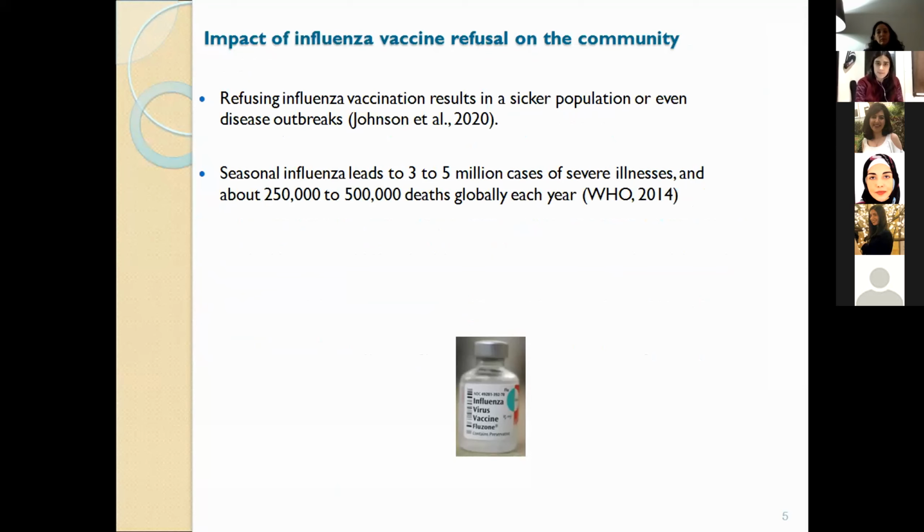The impact of influenza vaccine refusal on the community is nothing to be taken lightly. Seasonal influenza leads to 3 to 5 million cases of severe illness, and about 250,000 to half a million deaths globally are reported each year due to influenza.